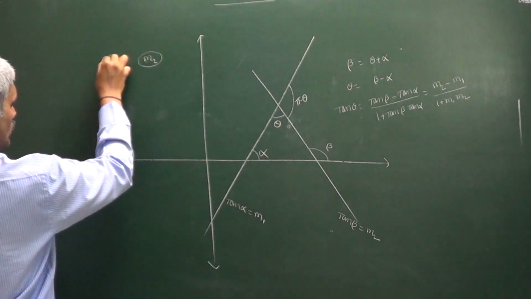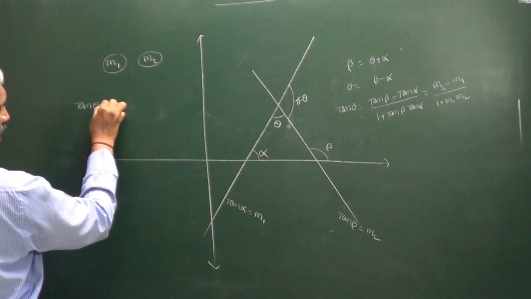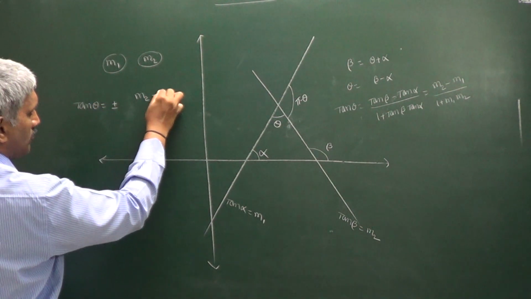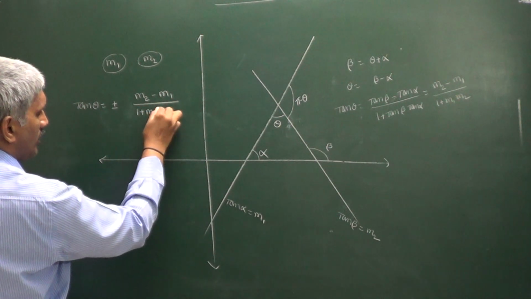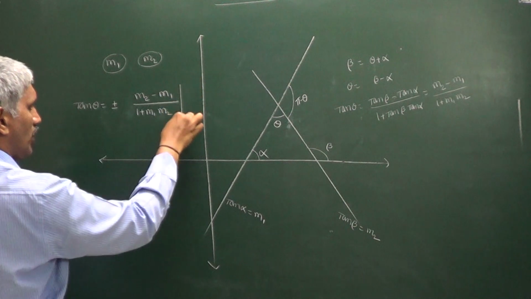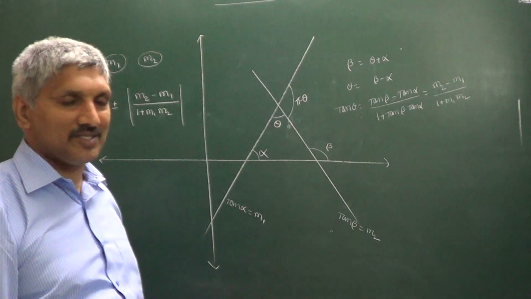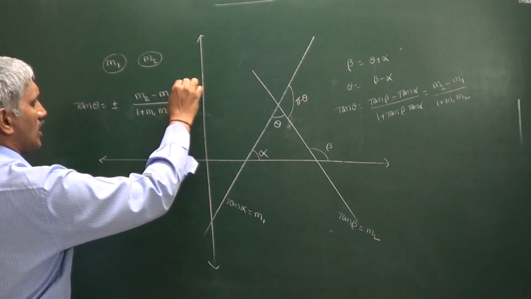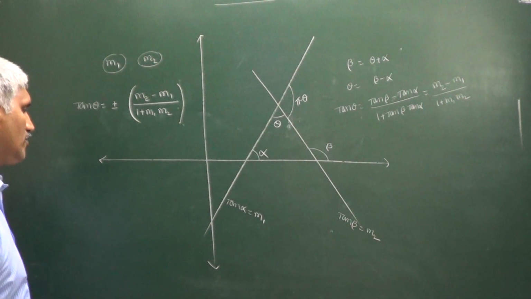That's why if one line's slope is equal to m1 and the second line's slope is equal to m2, then the angle between the two lines is given by tan theta is equal to plus or minus m2 minus m1 divided by 1 plus m1 m2. With the help of this we can find the angle between two lines. So tan theta is equal to plus or minus m2 minus m1 divided by 1 plus m1 m2.